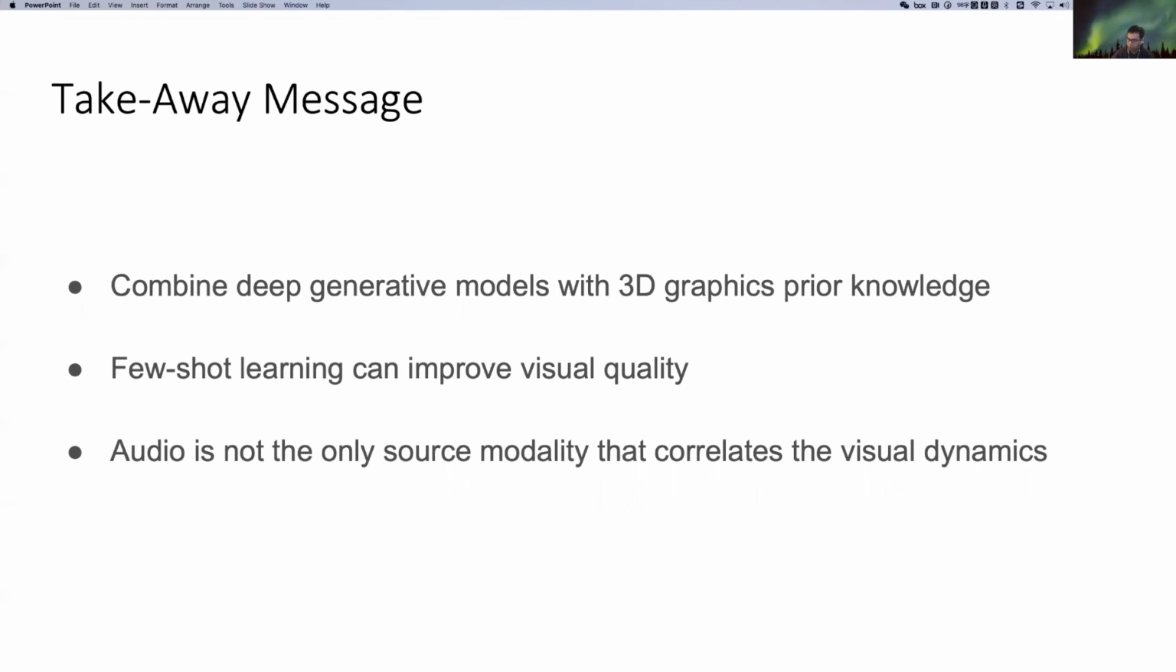some researchers also find that audio is not the only source modality that correlates with the visual dynamics. For example, your visual dynamics are also partially affected by the emotion of the person. When you are happy or when you are sad, it's the same audio, but the visual dynamics may be very different. Also, illumination and other problems will correlate with the visual dynamics.